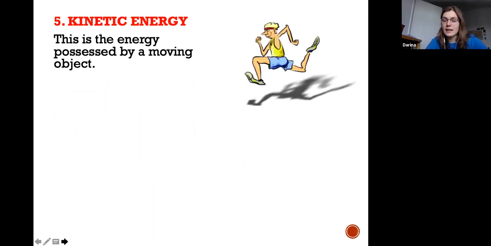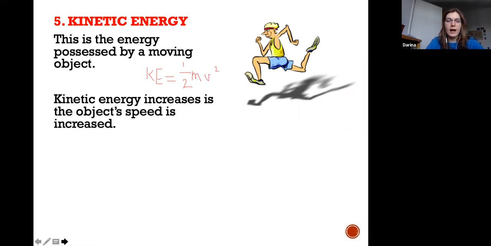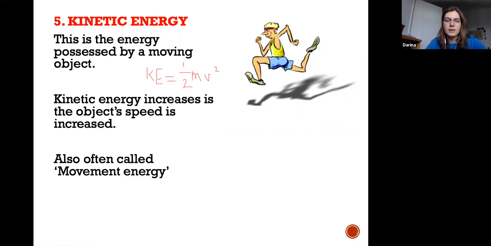Other types include kinetic energy. Obviously, that's when an object is moving. Again, we have equations to relate kinetic energy to other types of energy and work out how much energy a moving object has. That is KE equals half mv squared, so half the mass times the velocity squared. Kinetic energy increases as the object's speed is increased, so when something is moving.